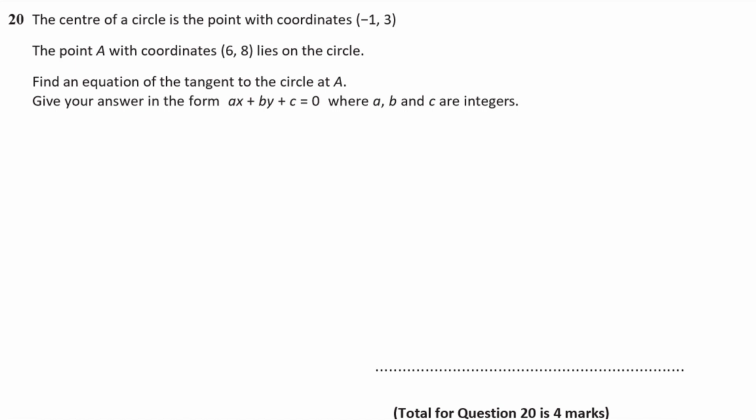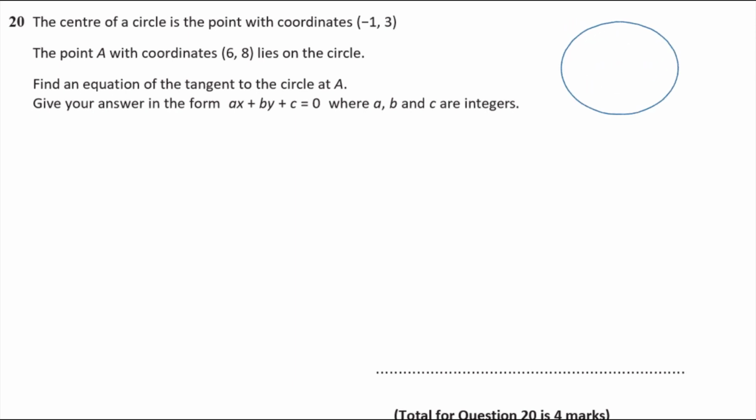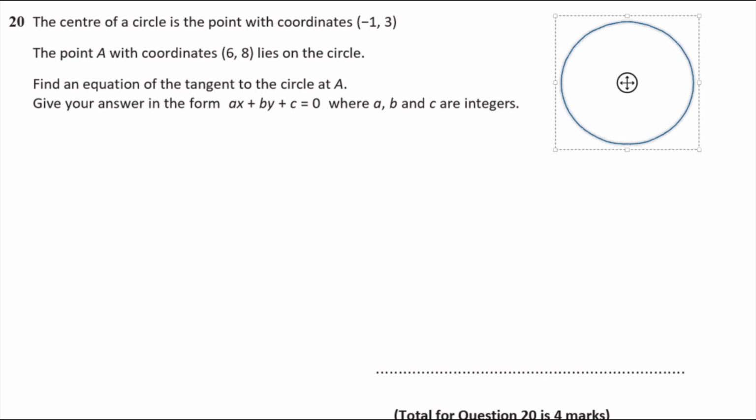So center of a circle is the point with coordinates minus 1, 3. Now I'm going to start off by drawing a circle because I think it's easier to fit the axes to the circle than it is to fit the circle to the axes. So I just sketch a circle. I'm cheating a little bit, but you know, you just have to freehand it or use a compass. So there we go. That's going to be the center, and that's at minus 1, 3.